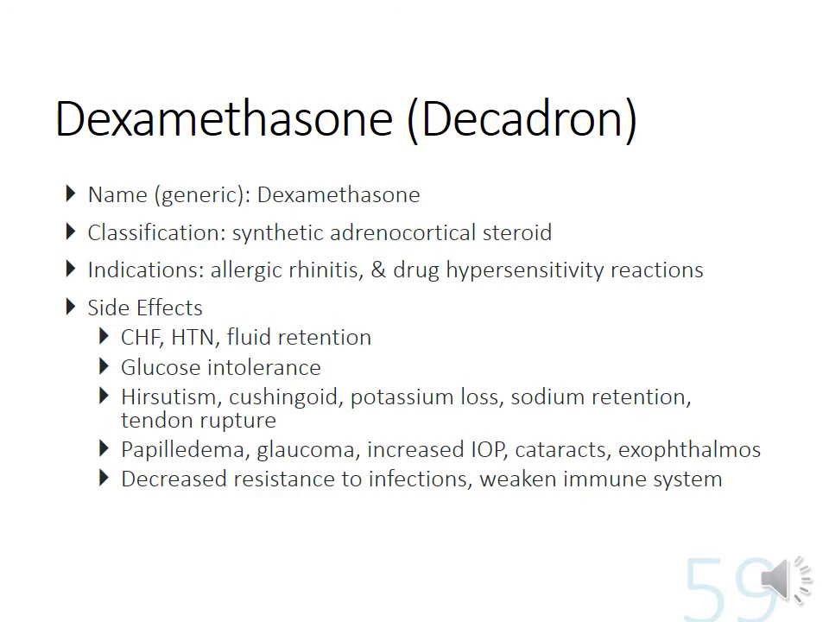And then certainly you can see things like hirsutism, tendon rupture, potassium loss, all kinds of different things from the different adrenal effects. And again, the weakened immune system is important here as well. So especially patients who already have a compromised immune system, this could potentially make them more susceptible to having a secondary infection popping up.